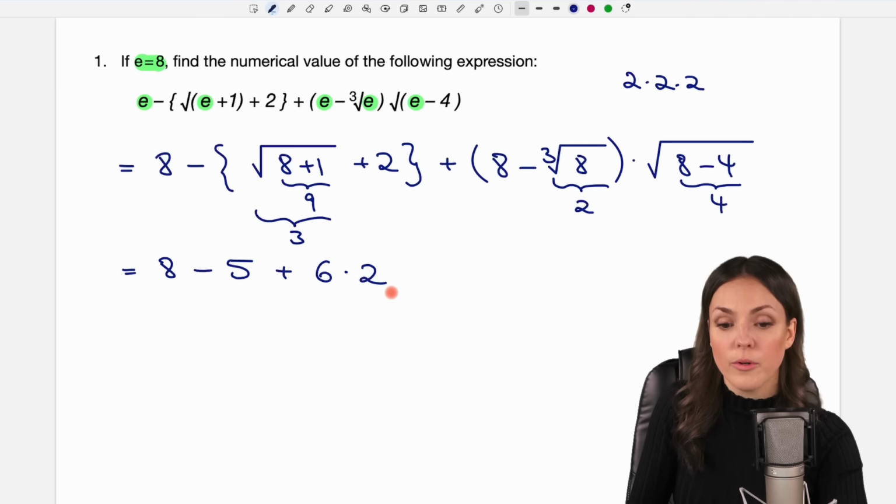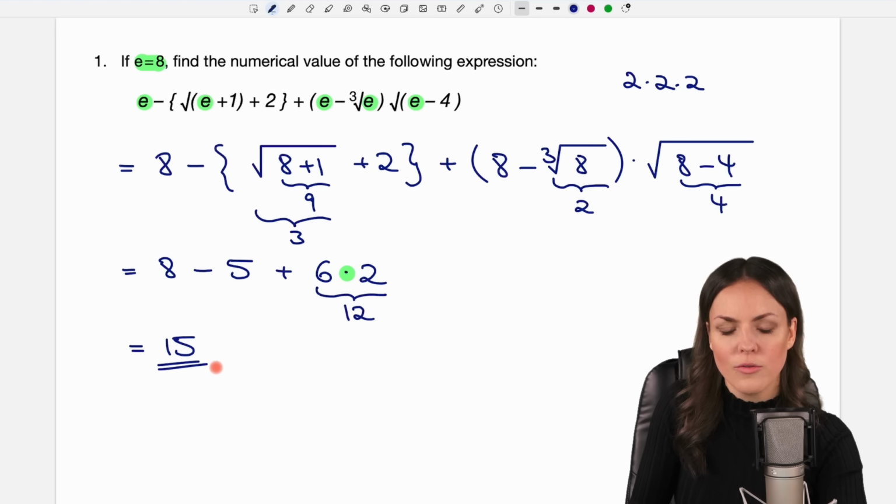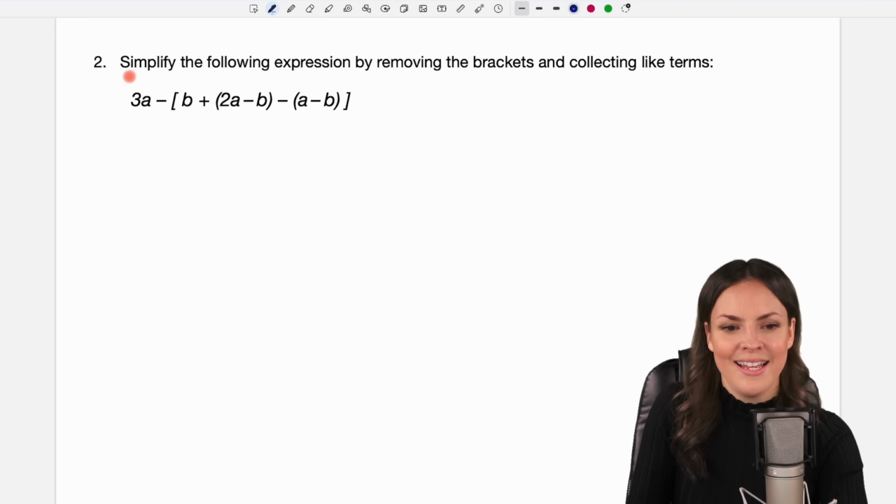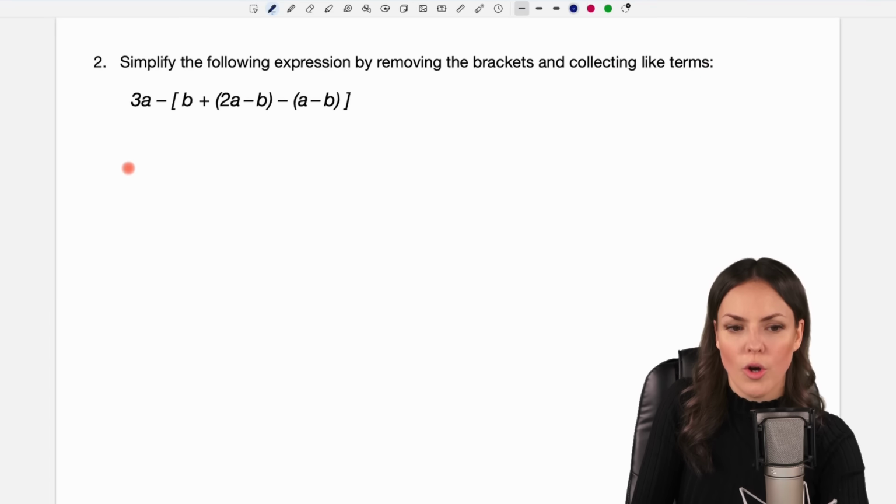Now, order of operations, so this multiplication first, 6 times 2 equals 12, so we have 8 minus 5 equals 3 plus 12 equals 15, and this is the result of our first question. Number 2. Simplify the following expression by removing the brackets and collecting like terms.